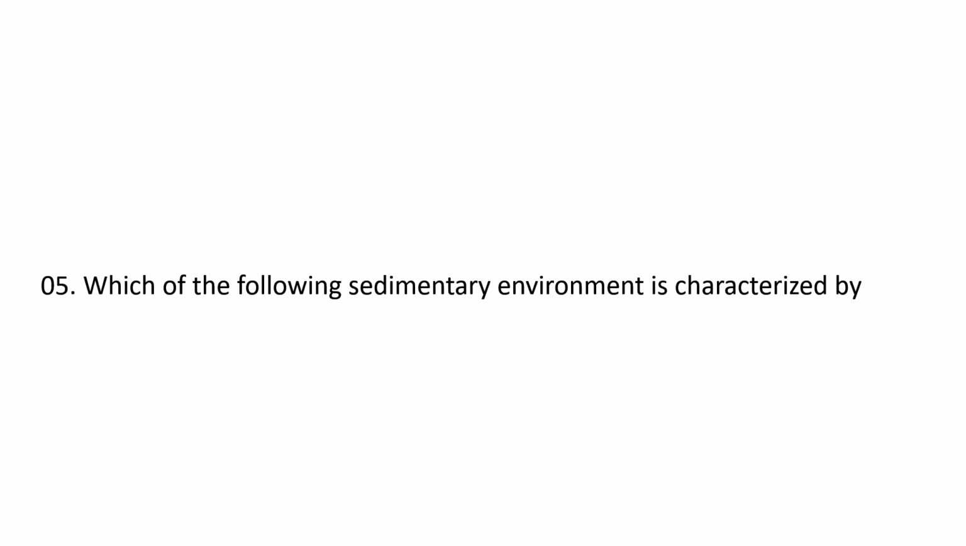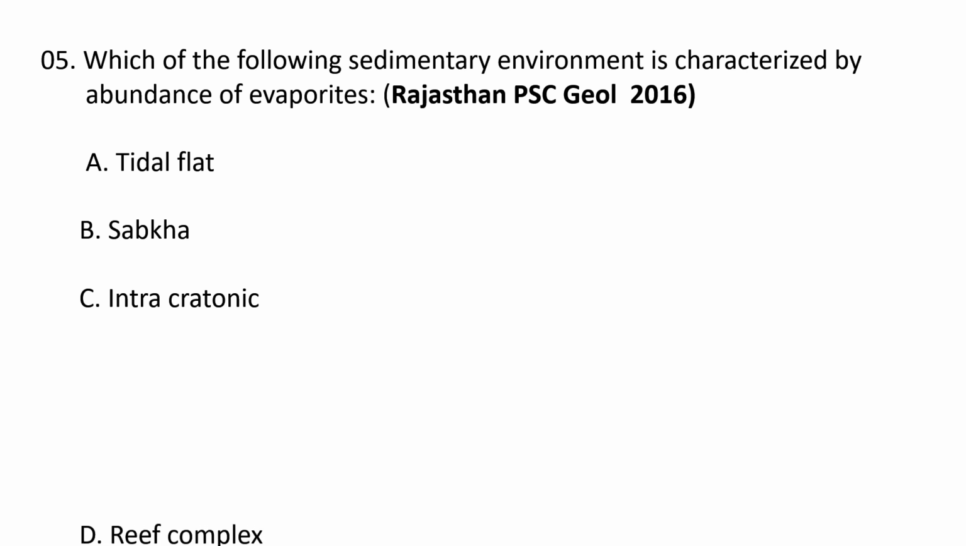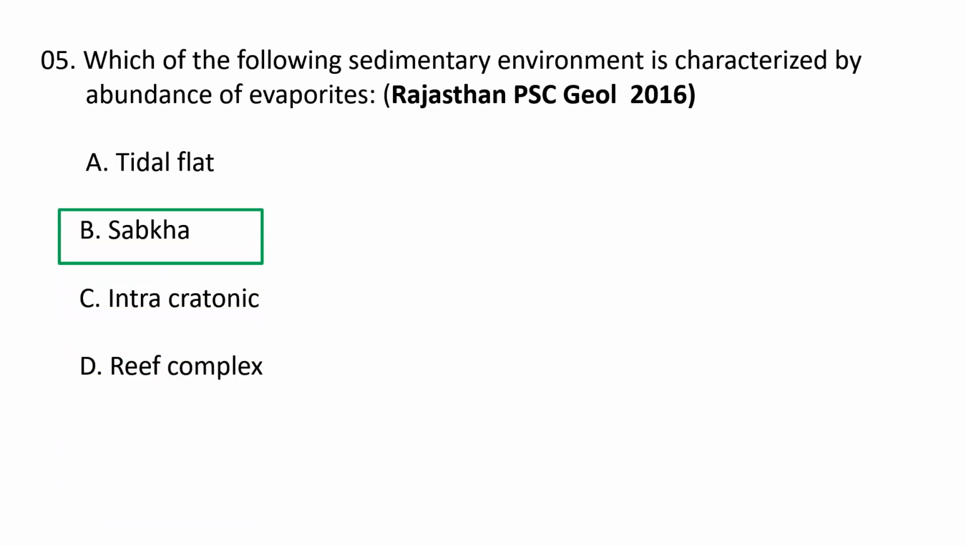Next question. Which of the following sedimentary environments is characterized by abundance of evaporites? A. Tidal flat, B. Sabkha, C. Intracratonic, D. Reef complex. So the correct option is sabkha. Sabkhas are low relief flats that form in arid and semi-arid climates when the evaporation is greater than the rainfall, and it allows the evaporite minerals to accumulate. They are often found in coastal deserts or inland areas, which are characterized by wavy laminae and periodic wetting and drying of the surface. Sabkhas can be marine or continental and are important components of coastal plains. B, sabkha is the correct option.